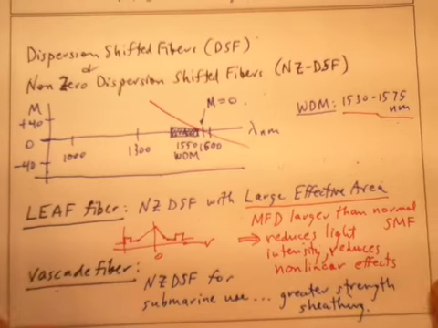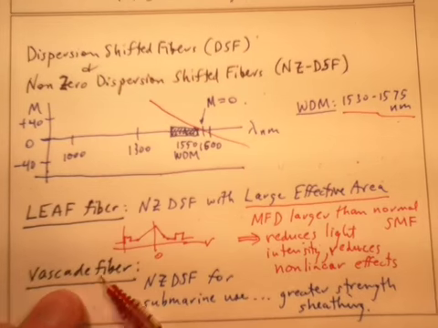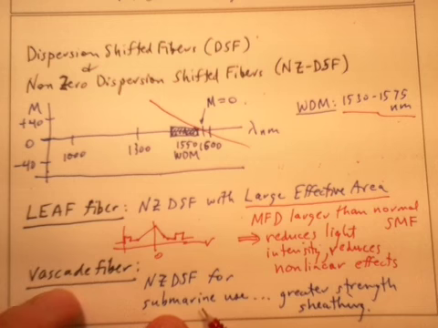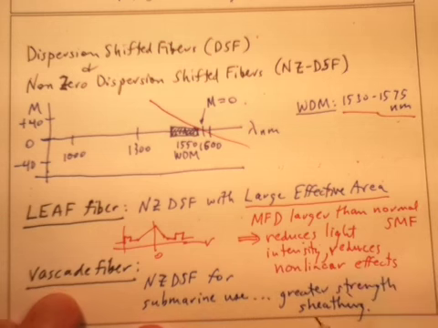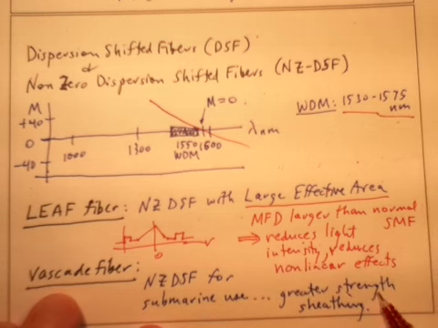Just to finally wrap it up, Vascade fiber. If you click on it on the Corning website, there's a lot of different varieties of Vascade. Very complicated, but generally non-zero dispersion shifted fiber for submarine use. It's also got some sort of strengthening in the sheathing, so it can be pulled without breaking.